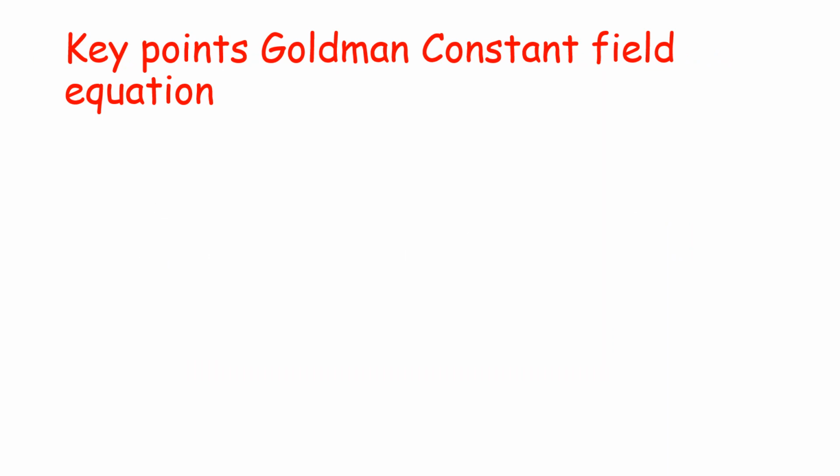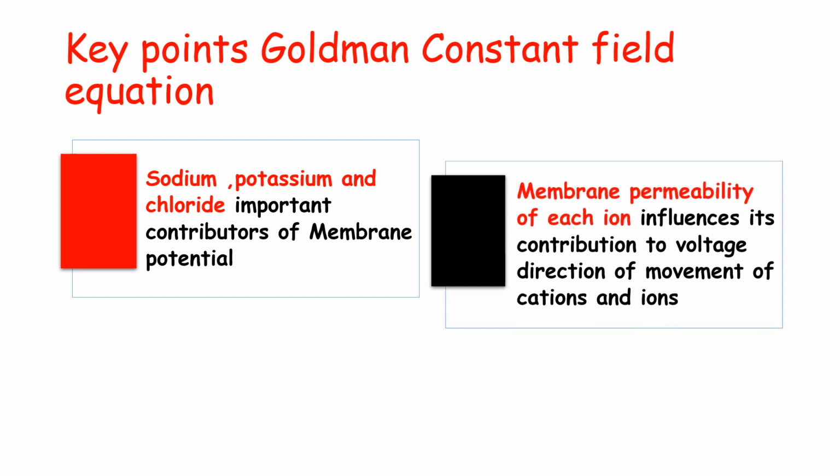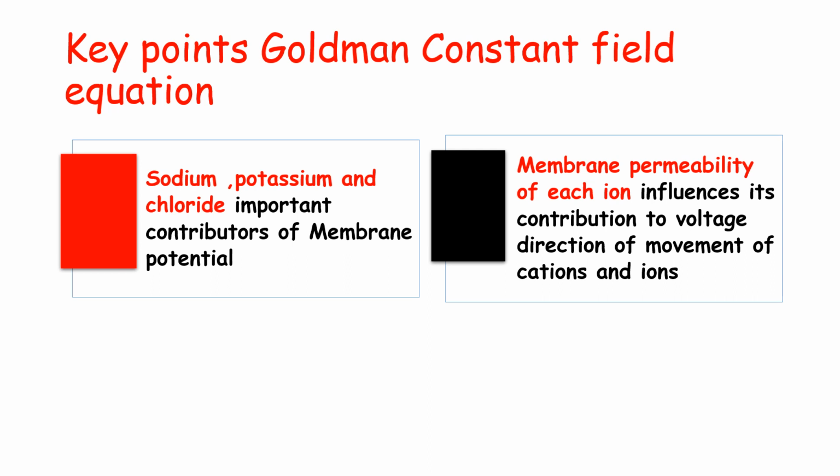So what are the key points that have come out from the Goldman constant field equation? First key point is that we have an integrated role of different ions. As we said, these ions are mainly sodium, potassium and chloride. They are the important contributors of the resting membrane potential. Second, the membrane permeability of each ion influences its contribution to voltage. So if it is more permeable for the sodium, then the membrane potential will become more positive. If it is for potassium, it will become more negative. So the permeability to different ions will influence the resting membrane potential.